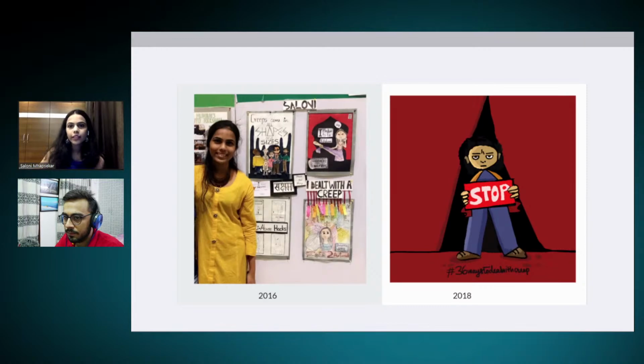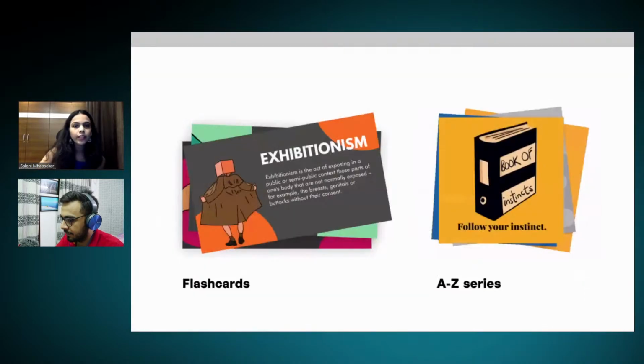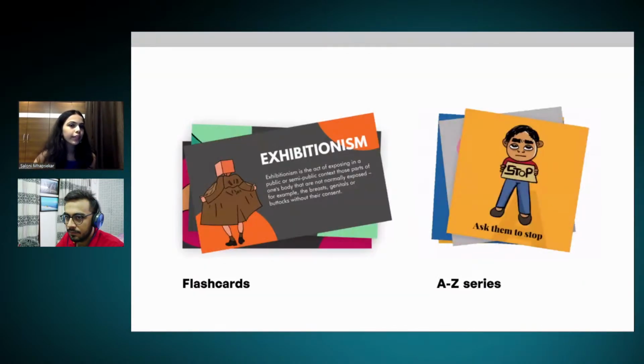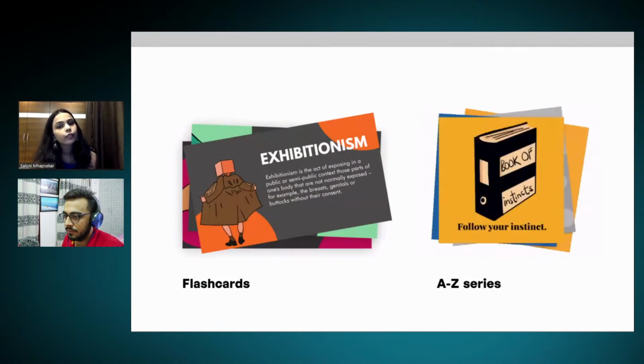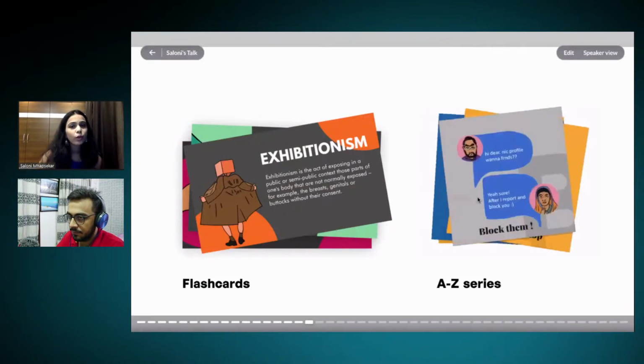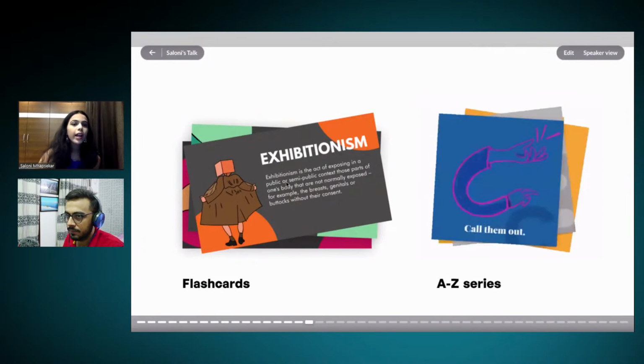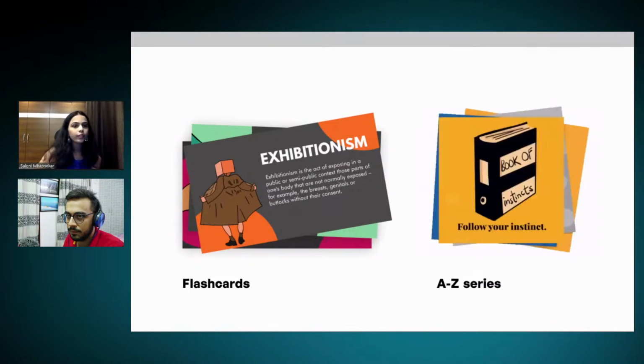I created 36 days of type. Basically, you design one letter every day on Instagram, and my theme for that was 36 ways to deal with creeps. So what I ended up creating is a toolkit for kids to teach them about sexual predator behavior and give them sexual education knowledge, basically. These are the cards: ask them to stop, block them, call them out, ways they could deal with creeps, and a few words they could use to describe any activity which happens to them.